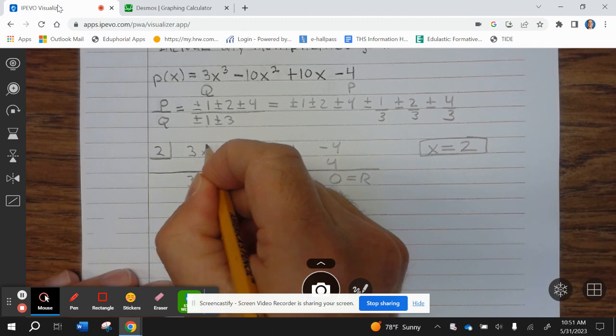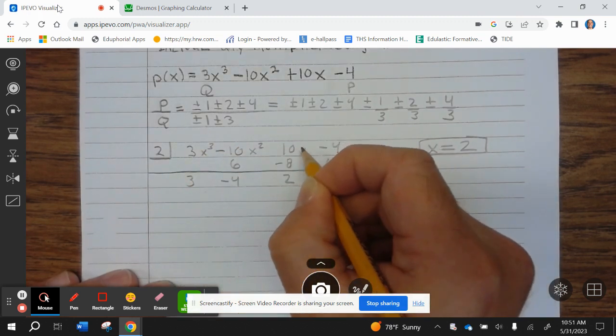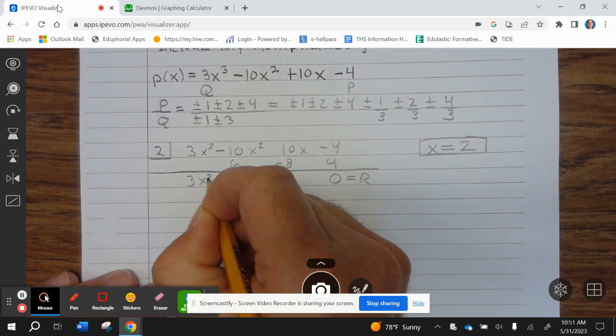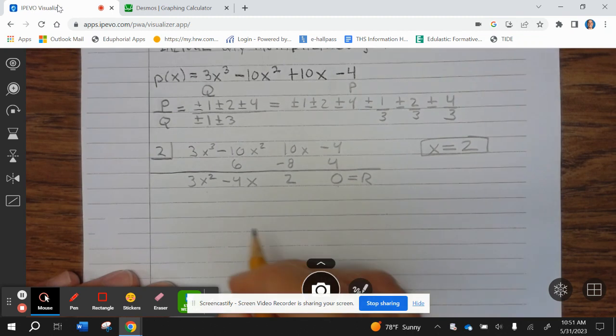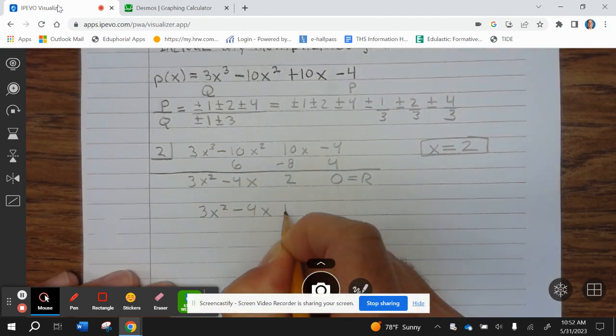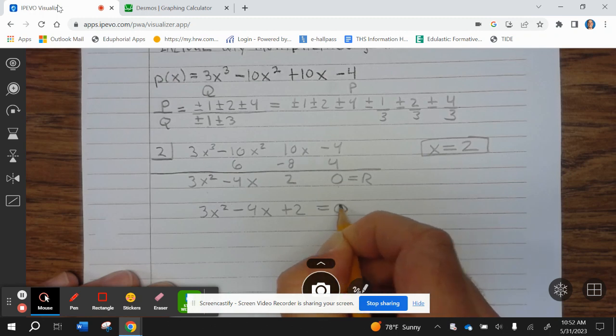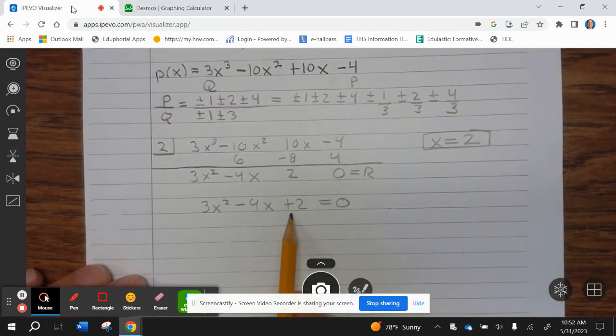Now, we did that because we want to reduce this to squared so we can factor it. Because remember, this was x cubed, this was x squared, this was x. So now this becomes 3x squared minus 4x plus 2 equal to 0. Now, going back to the graph, if this doesn't cross the x-axis, to find the remaining zeros, it's not going to be factorable. So this isn't factorable.